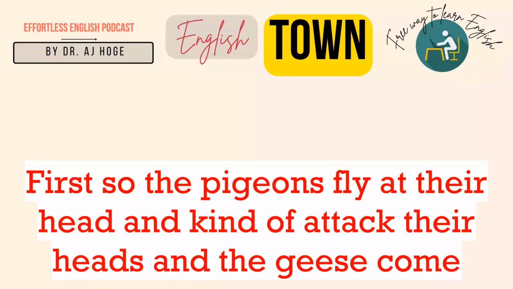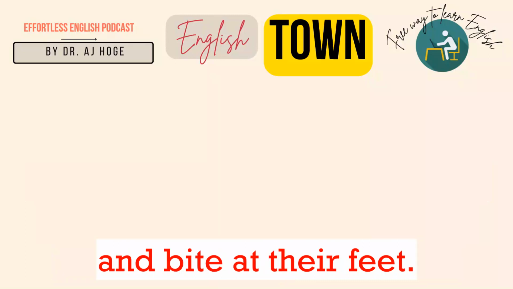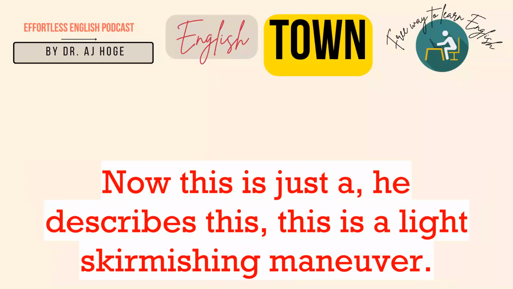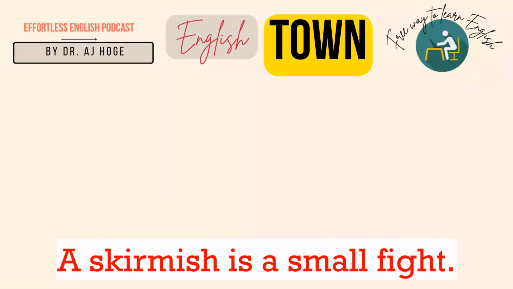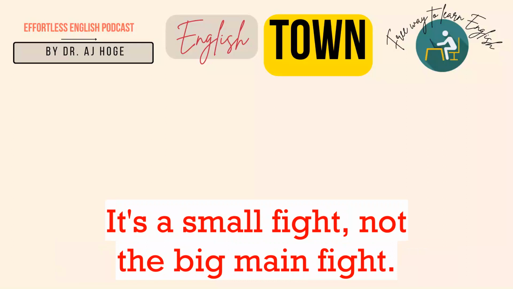First, the pigeons fly at their heads and kind of attack their heads, and the geese come and bite at their feet. Now, he describes this as a light skirmishing maneuver. Skirmishing is kind of a military word. A skirmish is a small fight, not the big main fight.